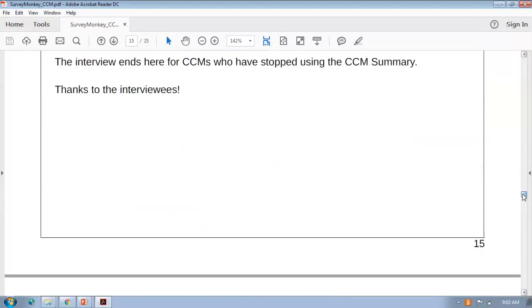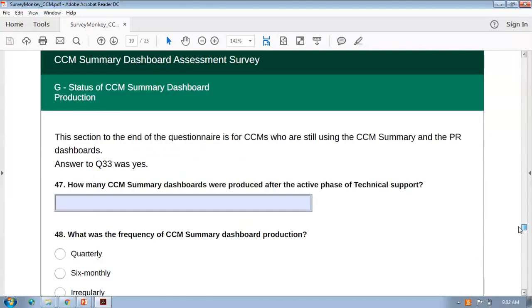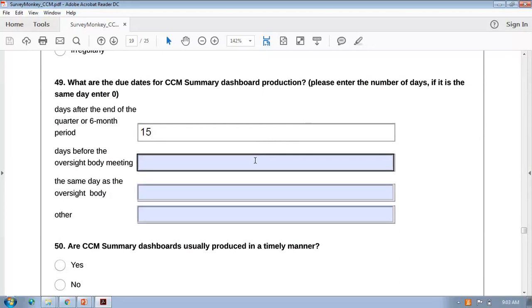Oh, no, we're going to look at question 49, which is a bit tricky. So we wanted to show this to you. Okay. This question requires numbers. What are the due dates for CCM summary production? That means how many days after the end of the quarter or the 6 months, when does the CCM Secretariat have to produce the CCM summary dashboard?